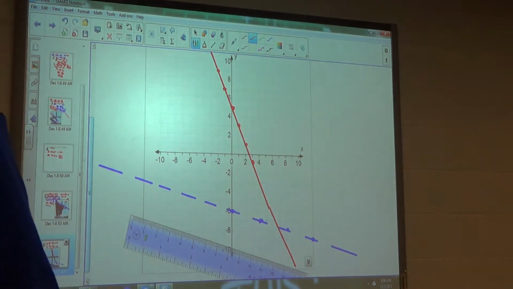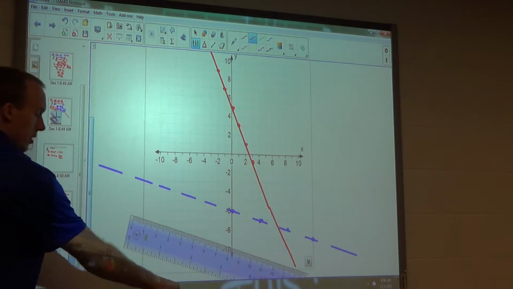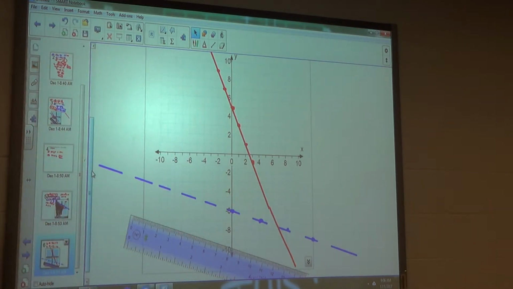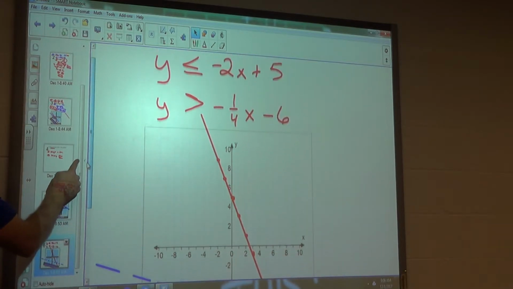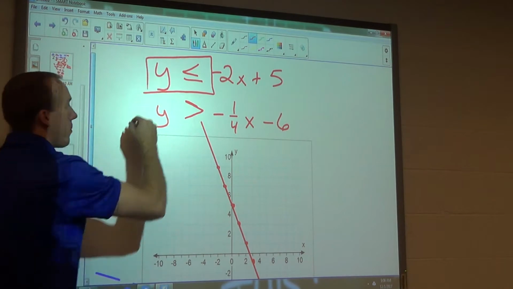Alright. Hardest part now, right? You gotta figure out where it's shaded. So I'll do the shading the other way that I do it this time. Instead of shading both and then doing the darker area, I'll just do the arrows. So that's another way of doing it. So this first equation says y is what?